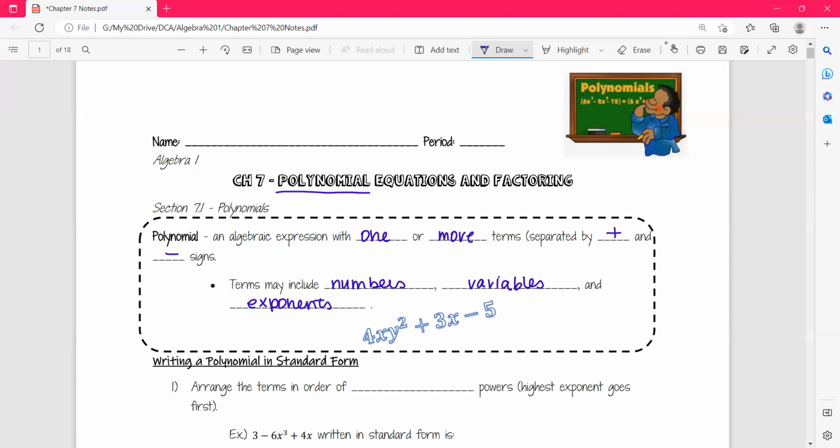And so this is an example right here. It says 4xy squared plus 3x minus 5. It's important to notice that this is a term, this is a term, and this -5 is a term, okay? There are 3 terms in this polynomial. And so we know that because it's separated by an addition sign and a subtraction sign. So these signs are what separate our terms, okay?